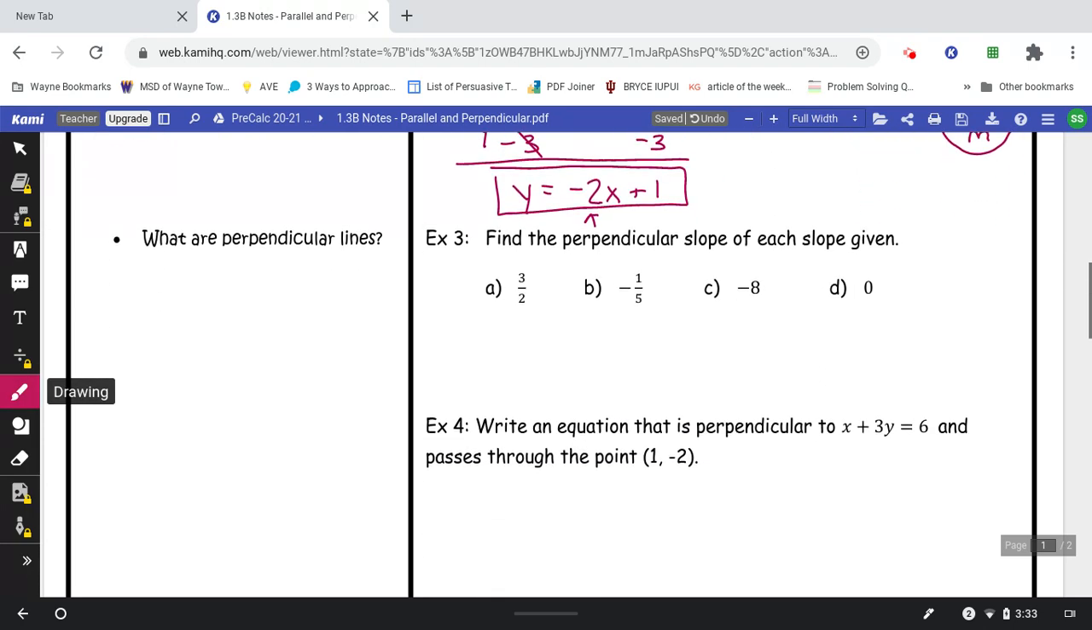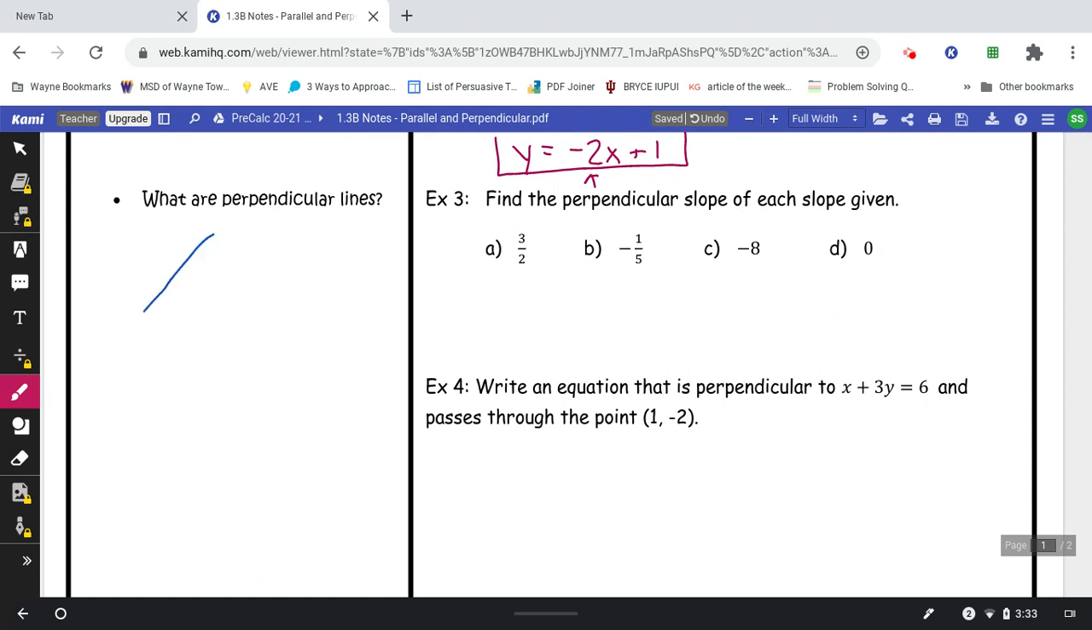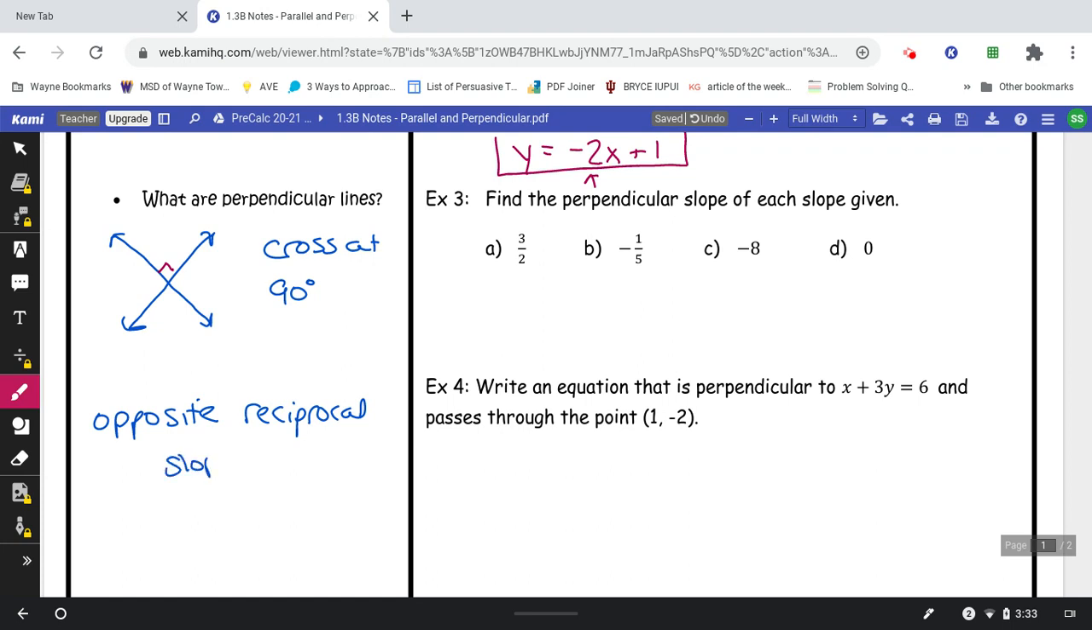Let's move on to perpendicular lines. So for perpendicular lines, they have to cross at a 90-degree angle. So this angle right here in the corner on each of those has to be 90 degrees. So the thing about perpendicular lines, in order for these to cross at 90 degrees, they have to be the opposite reciprocal slopes. The slopes have to be opposite reciprocals.